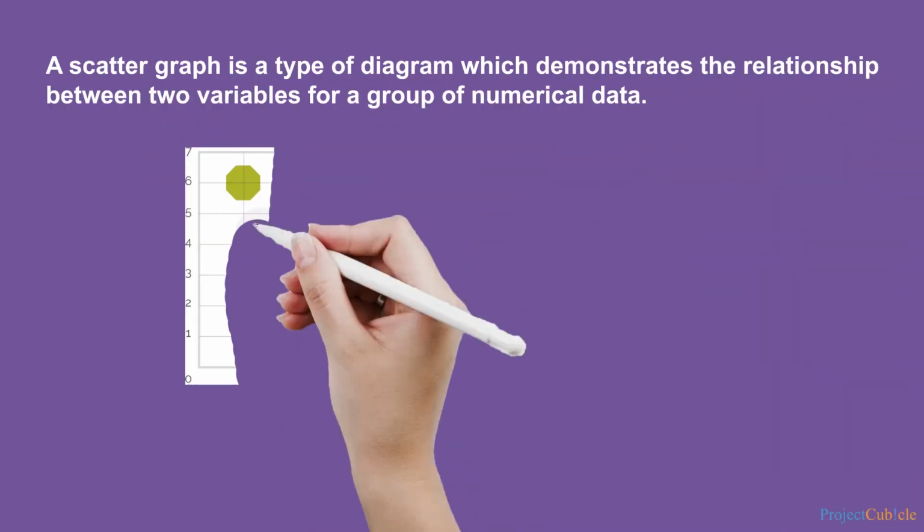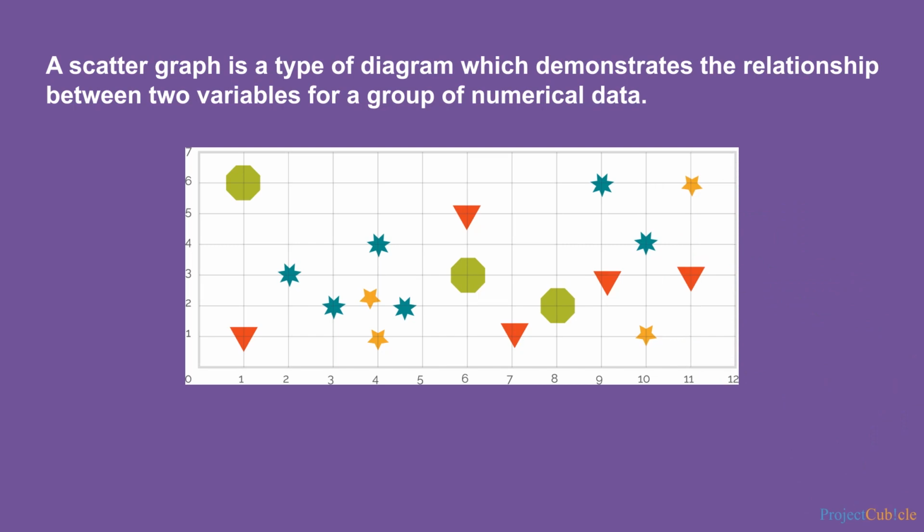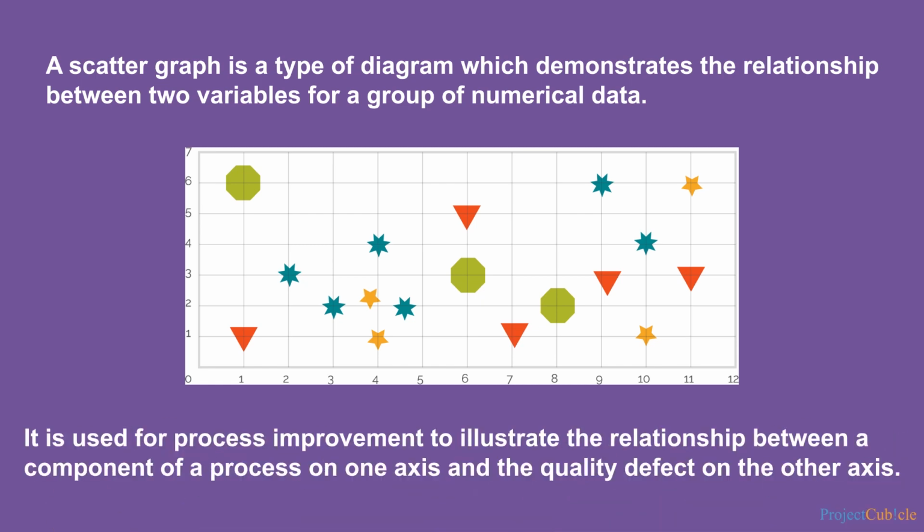A scatter graph is a type of diagram which demonstrates the relationship between two variables for a group of numerical data. It is used for process improvement to illustrate the relationship between a component of a process on one axis and the quality defect on the other axis.